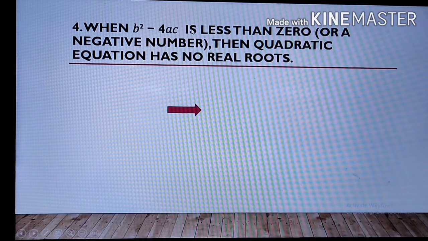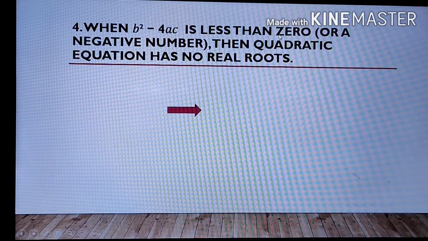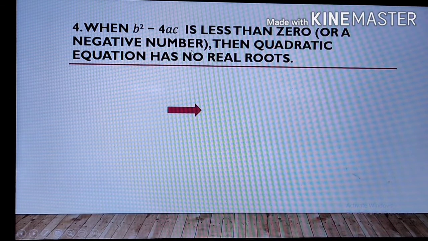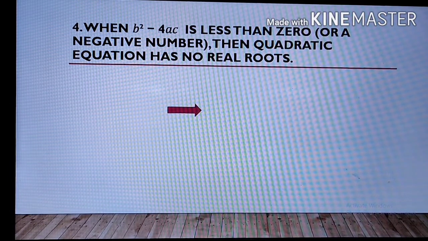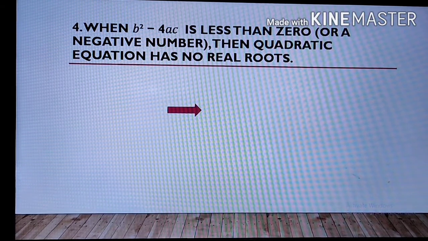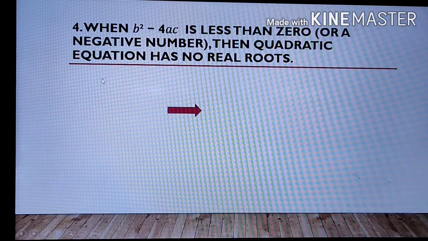Number 4. When b squared minus 4ac is less than 0, or a negative number, it means all negative numbers. Then the quadratic equation has no real roots. So, if the value is a negative number, then the quadratic equation has no real roots.